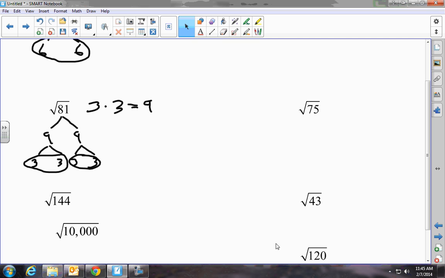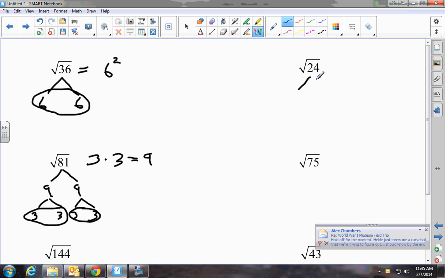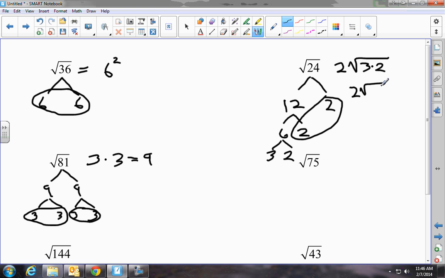Okay, so let's try some that aren't perfect squares here. Okay, so 24 is not a perfect square. But we can break 24 up into, let's do 12 and 2. All right, 12 can be broken up into 6 and 2, and we can even break 6 up into 3 and 2. Now, we can't break 2 up, and we can't break 3 up, because those are all what we call prime numbers. So we look for pairs. We've got a pair of 2's here, and we've got a single 2 and a single 3. So that means that the 2, because they're the pairs, couples get to leave the radical. Okay, and what we have left under the radical is a 3 times a 2. So when we simplify, we come up with 2 radical 6.